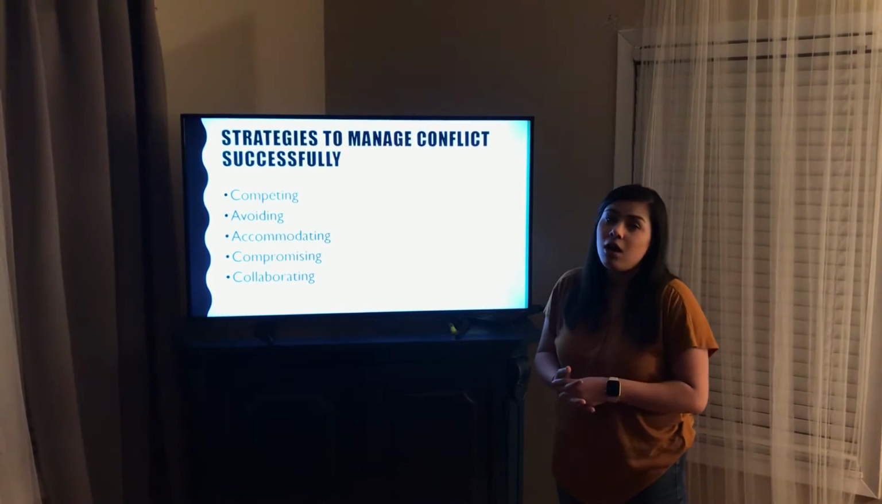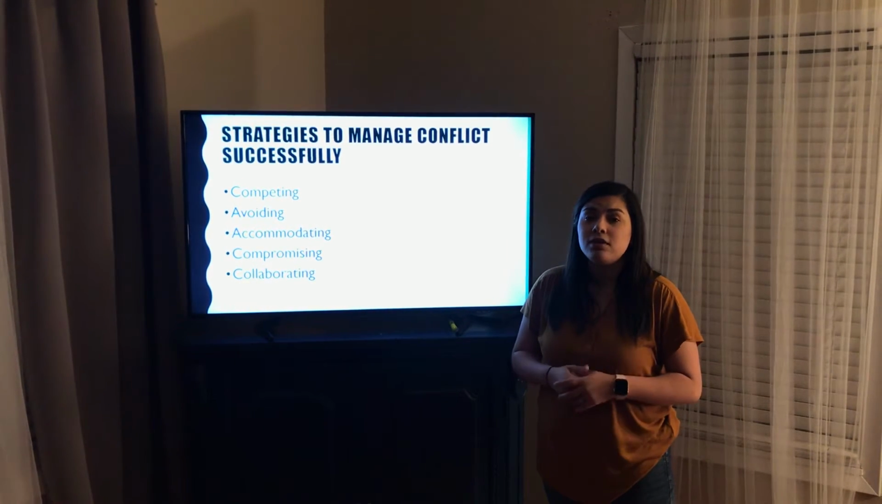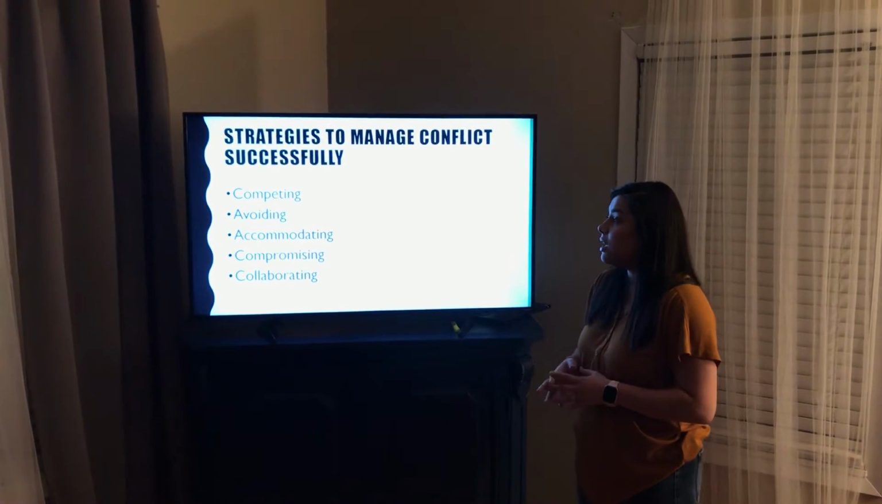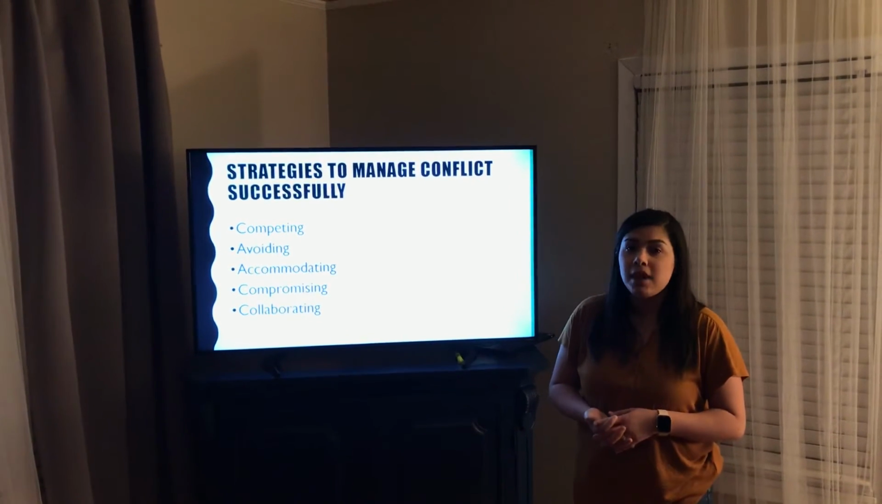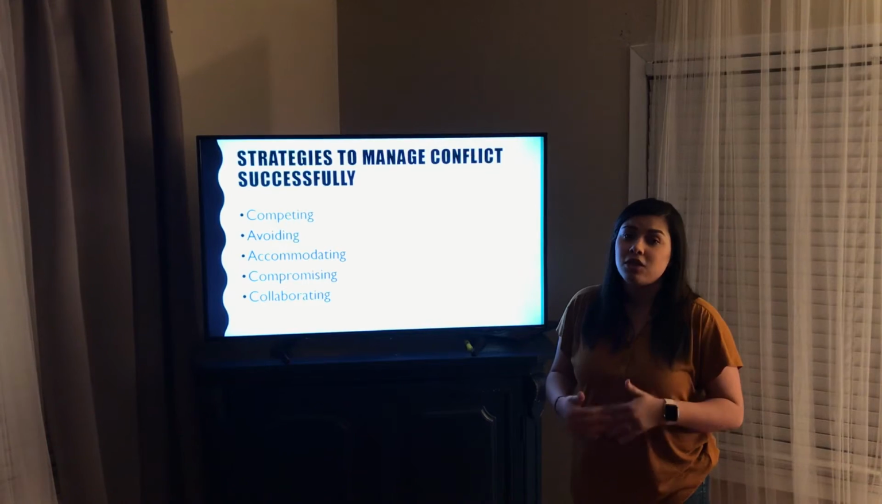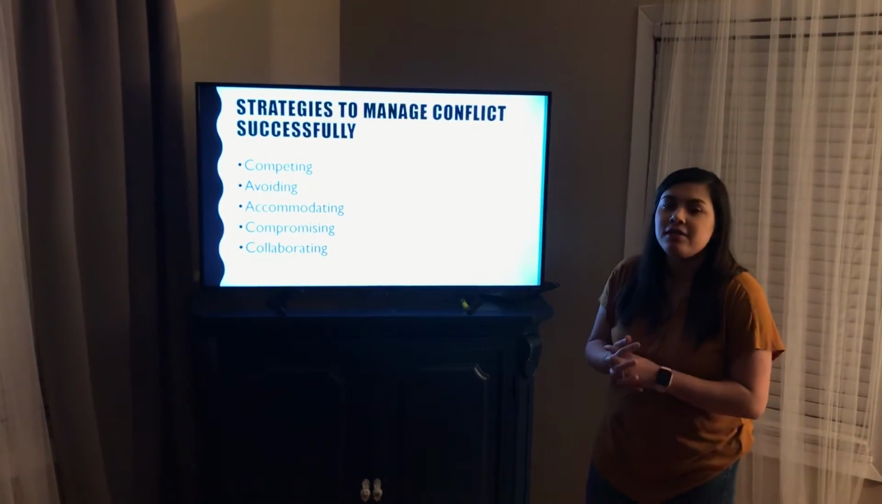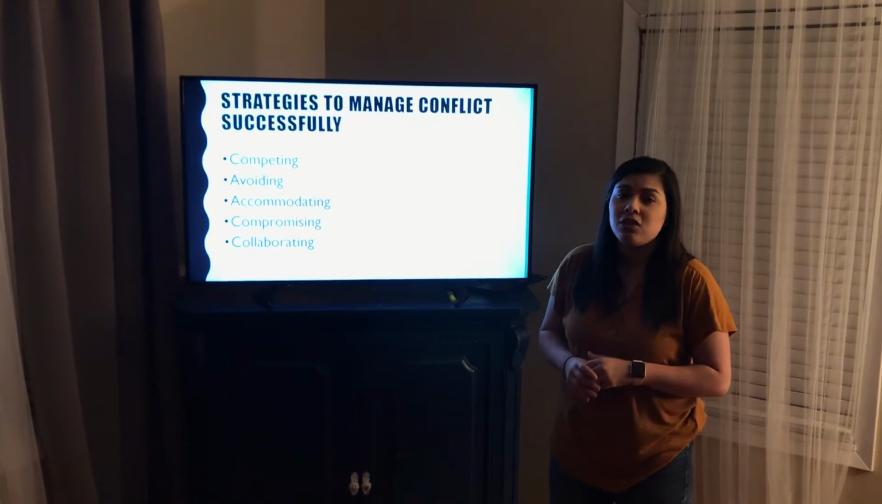It can also be accommodating. This is when one party decides to let something go in order to make the other person happy. It can also be compromising. This is when both parties choose to let something go in order to make each other happy. And finally, collaborating. This, in my opinion, is the best way to successfully manage conflict.